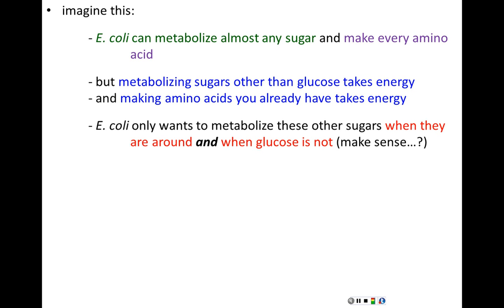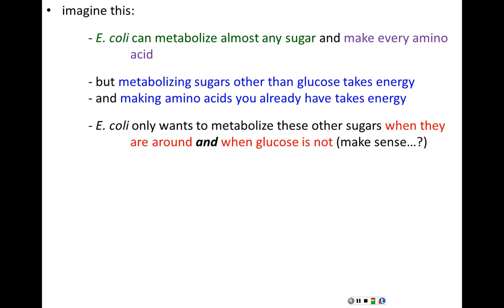Think about that. Allow that to make sense for you. E. coli would love to have glucose. Glucose is its favorite food. If there's no glucose around, E. coli could starve and die. If there's no glucose around but there's another sugar around like lactose or fructose or galactose, E. coli would rather eat those more complicated, difficult to digest sugars than die.